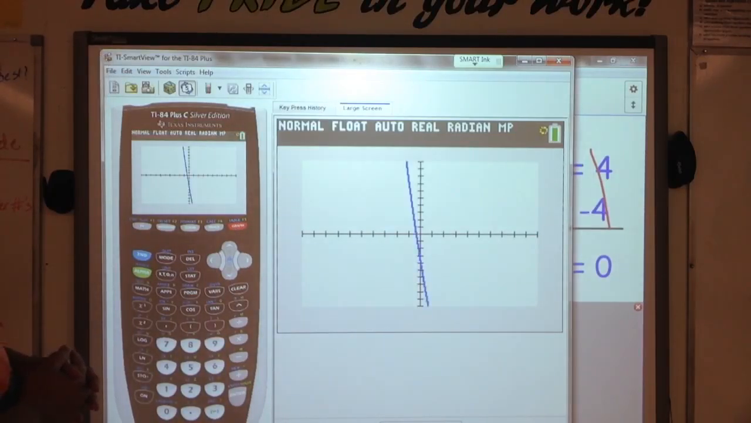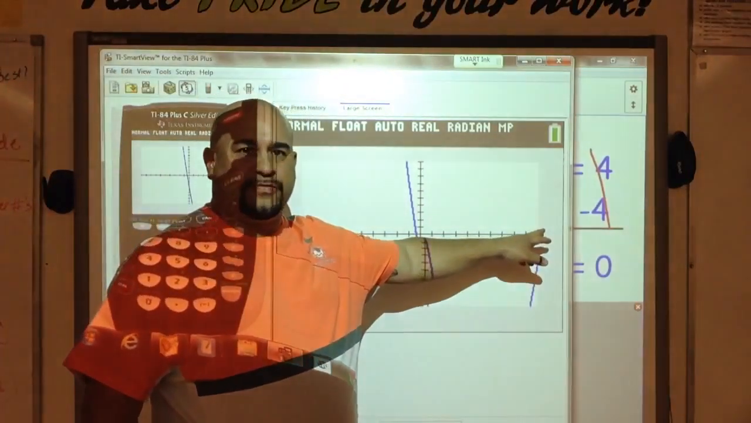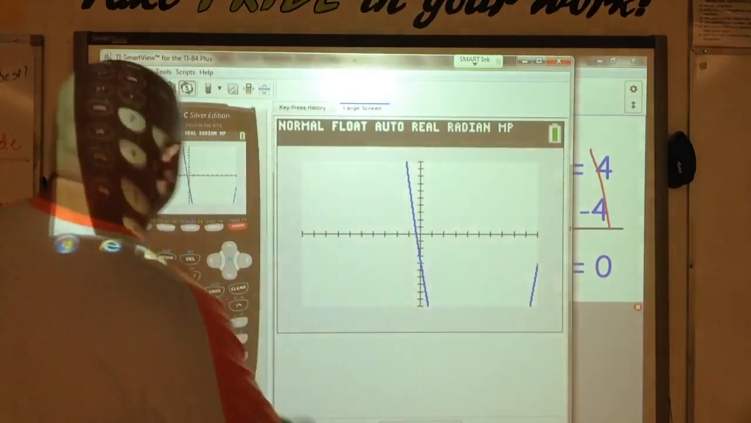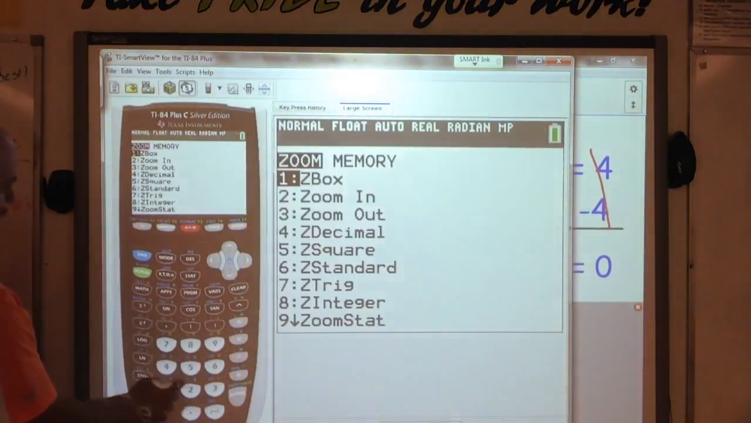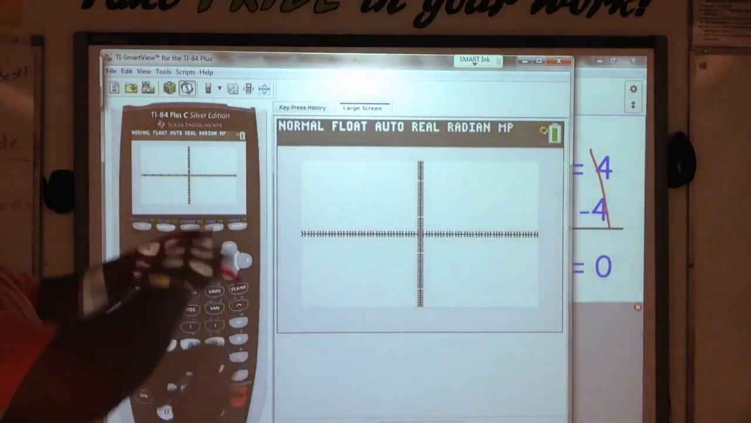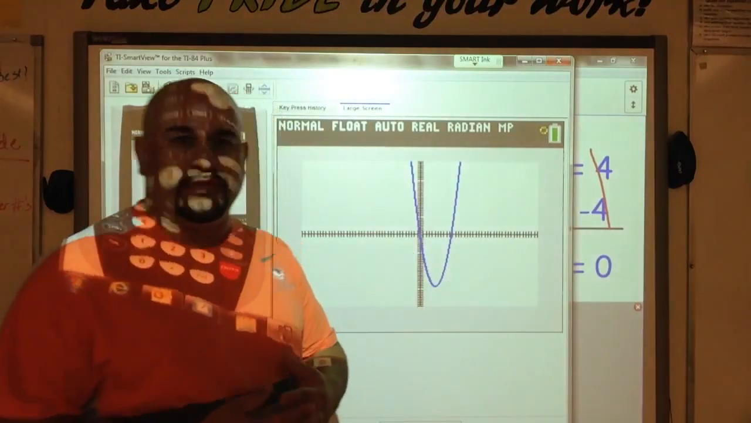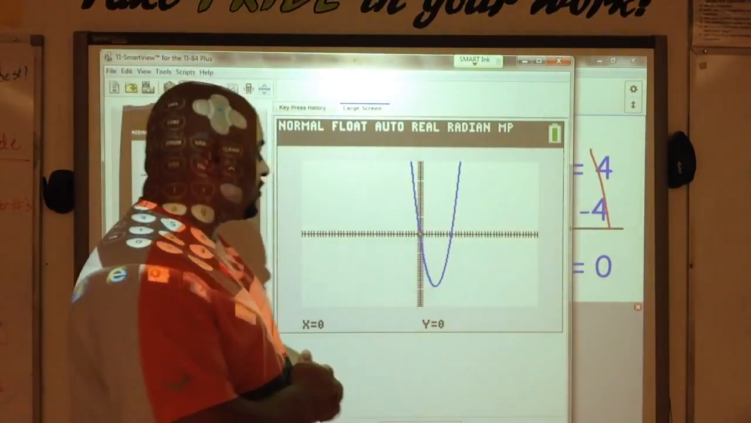Notice here that I have 1 solution. It looks like I have a second solution, but it's far, far away. So I'm going to zoom out. I'm going to hit zoom, 3, enter. Notice it zooms out, and now I can get a better picture of my 2 solutions. Notice I have 2 solutions here.